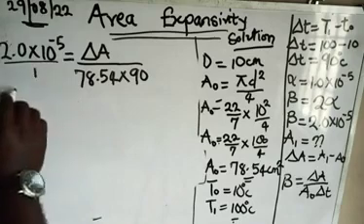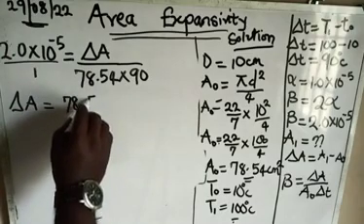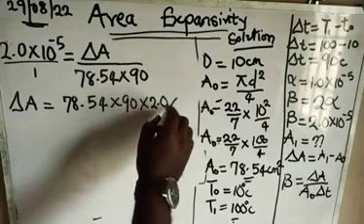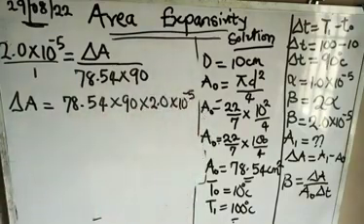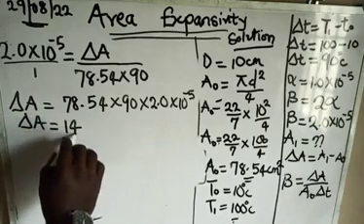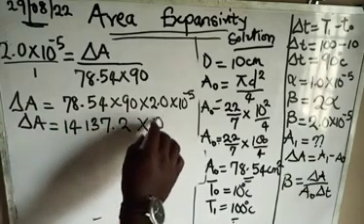Now cross multiply. The change in area will give us 78.54 times 90 times 2.0 times 10 to the power of negative 5. Now multiplying these out, let me use my calculator: 78.54 multiplied by 90 multiplied by 2, and that will give us that my change in area is equal to 14137.2 times 10 to the power of negative 5.